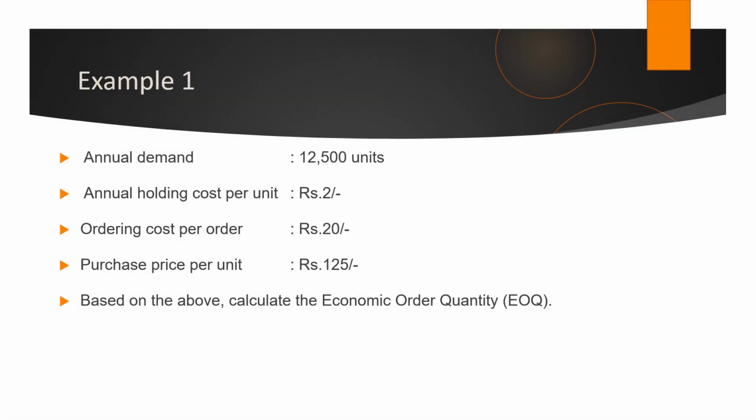Now let's see how to calculate the EOQ based on the values given. So first we are going to use the formula. In this formula, D is the number of units ordered annually, that is 12,500. Then CO is the cost of ordering, that is 20 rupees, and CH is the cost of holding, that is 2 rupees. So ultimately we are getting 500 units as the EOQ.